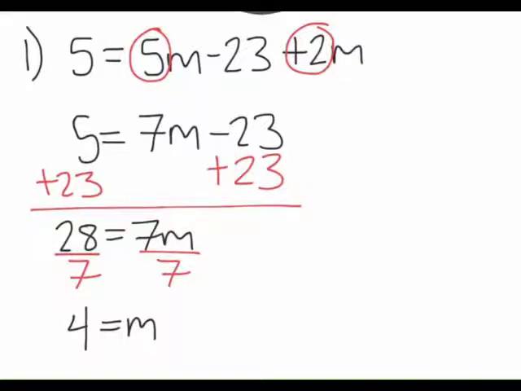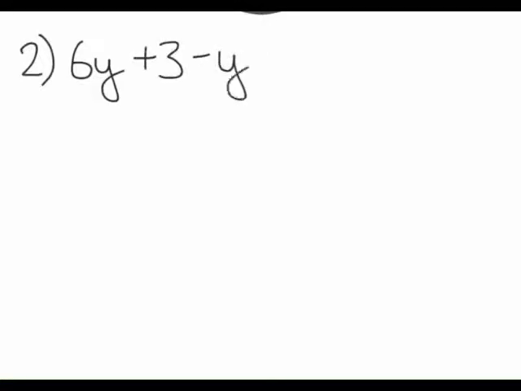So let's try another equation like this, except it's going to be even more challenging. How about 6y plus 3 minus y equals 21 minus 4 times y. So now you'll notice that y appears not just twice, but 3 times.